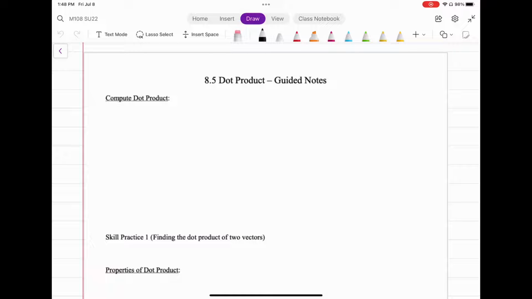We have done multiplication with vectors just by a scalar. So we've taken one vector and multiplied it by a constant, which is called scalar multiplication. A dot product is when we are multiplying two vectors together.